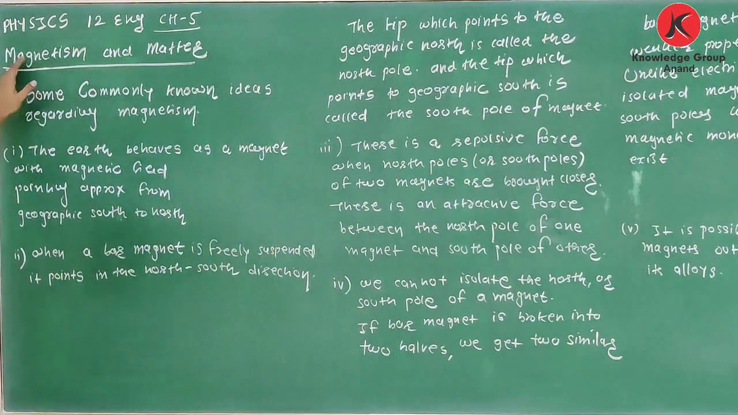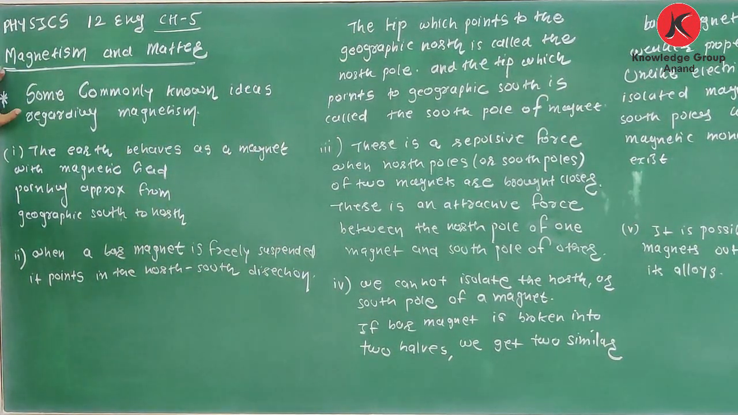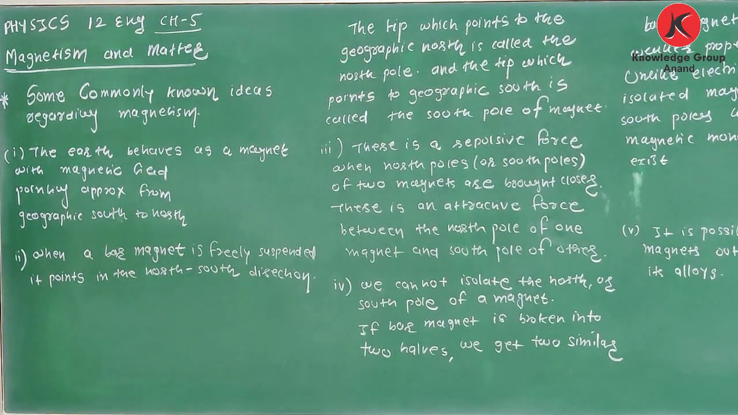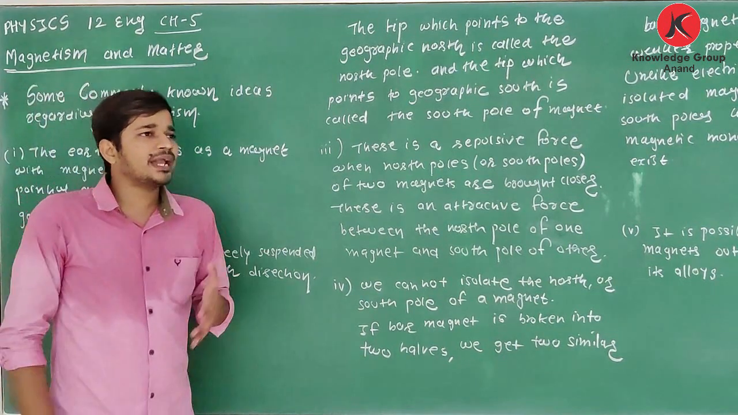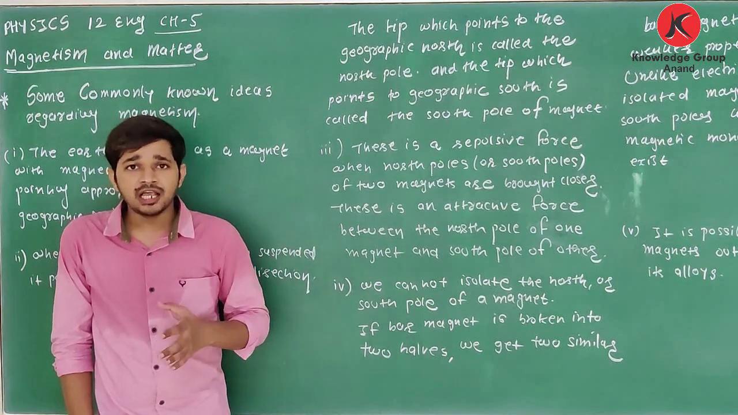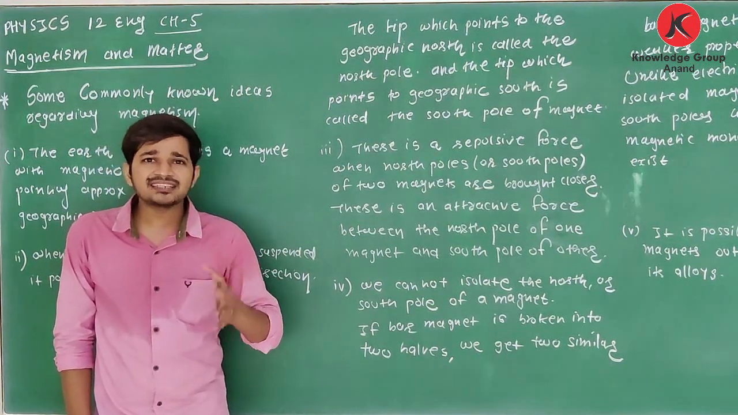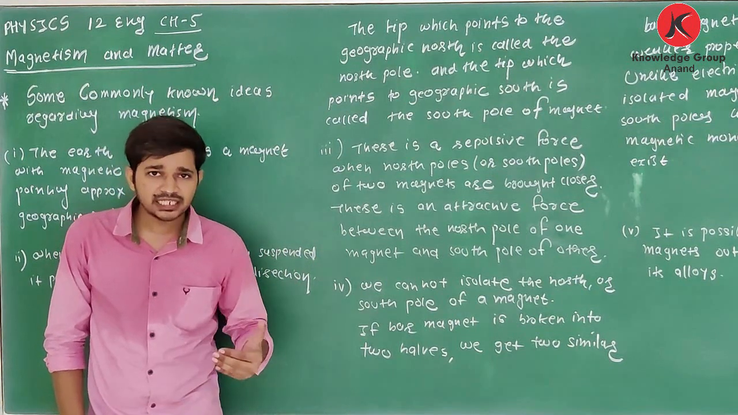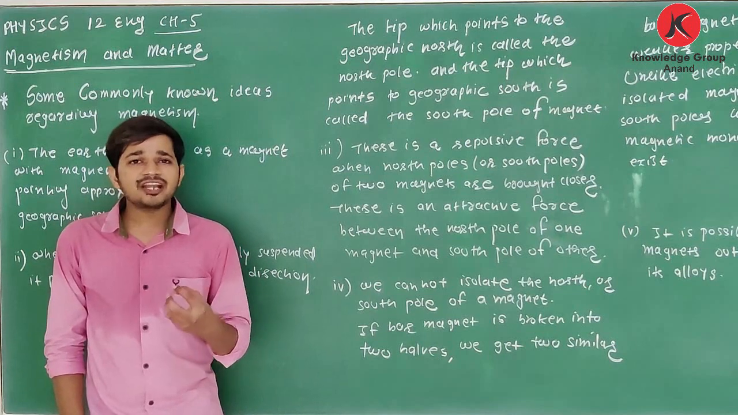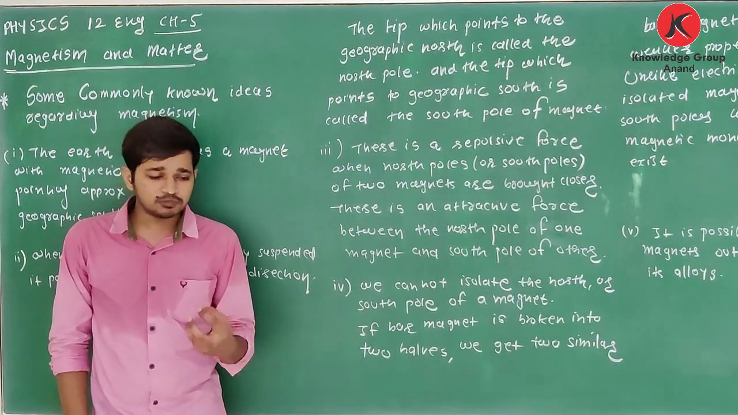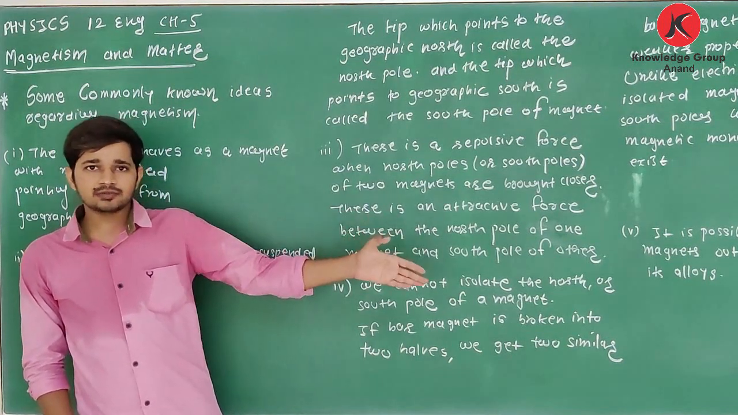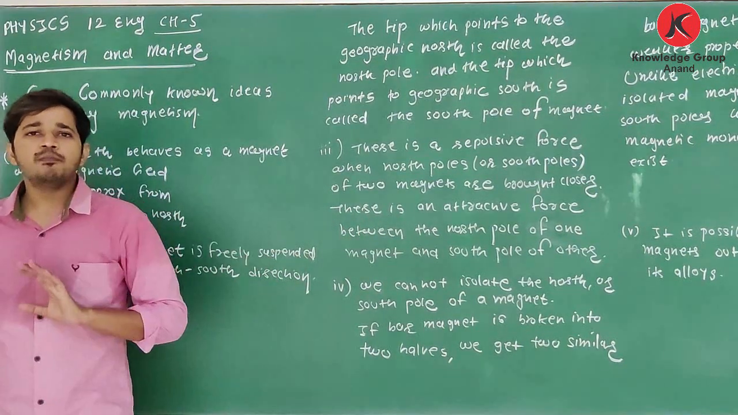Now, magnetism and matter. In this chapter, we have to study magnetism and matter. What is a magnet? The word magnet comes from a region of Greece called Magnesia, where shepherds complained that their iron sticks and shoe nails stuck to some rocks. They attract those objects. So from that, the word magnet comes.